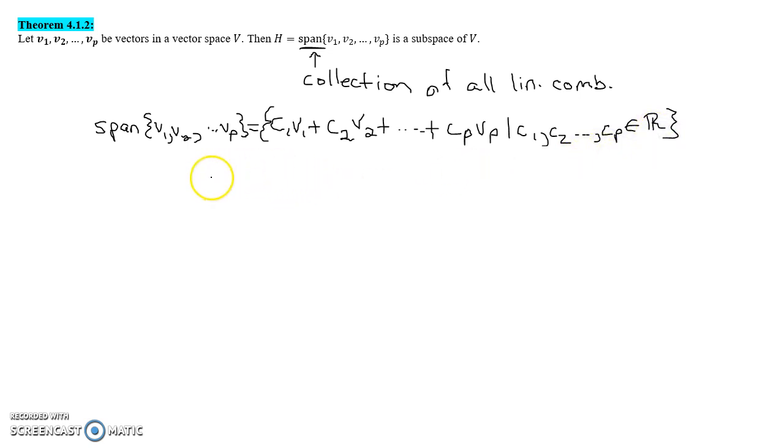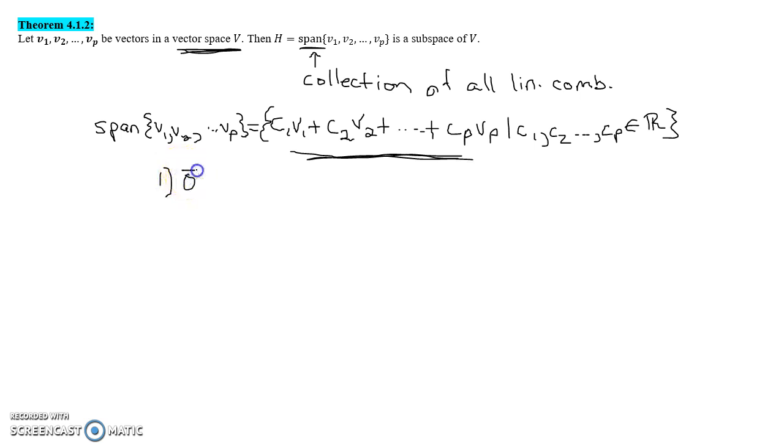Okay, so think about the three conditions. This is certainly a subset of the vector space V, because since V is a vector space, it's closed under addition and scalar multiplication. So anytime we take a sum of scalar multiples of vectors within that vector space, it must be contained in V. So we're definitely looking at a subset of V. If we can show that it meets those three conditions, then we know that it's a subspace.